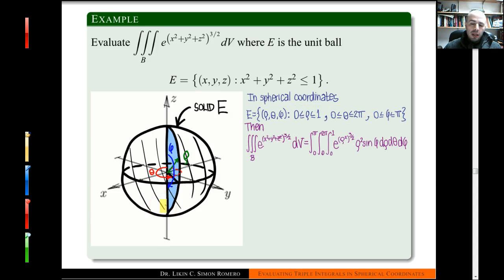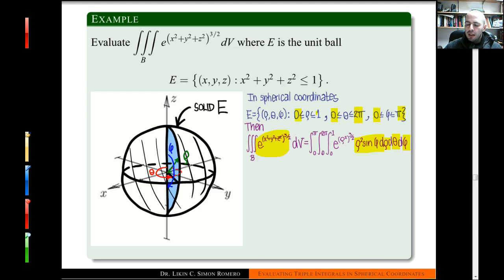So now the only thing that we do is we grab our function and we just plug in the values for each one of our variables. So in this case, we have our function, change everything into spherical coordinates, so x squared plus y squared plus z squared is equal to rho squared, and then we add this rho squared sine of phi, and then we integrate d rho, d theta, d phi.